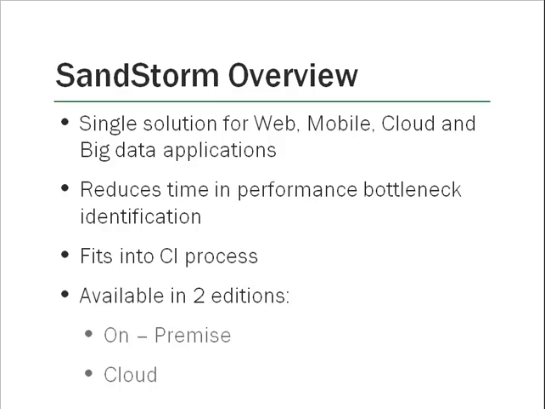We also have an integrated plugin for your continuous integration process, which hooks along with Jenkins and can be used for triggering your build deployment. Thus, it seamlessly fits into your CI process, and you can have a performance report at the end of your build creation. Now, the SandStorm tool comes in two editions. One is the on-premise edition, and another one is the cloud edition. I'll talk about each of these variants in detail in the forthcoming slides.